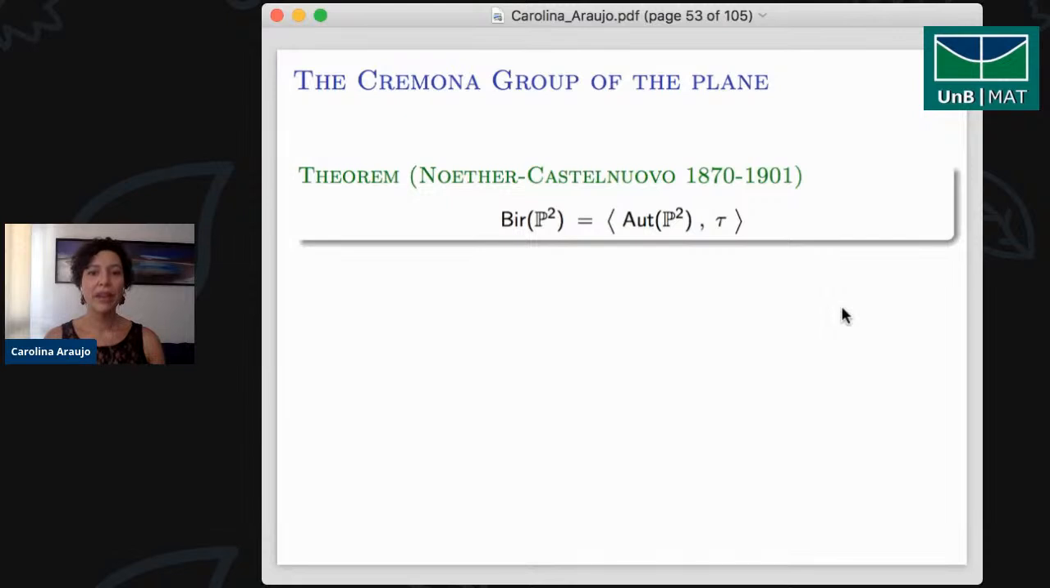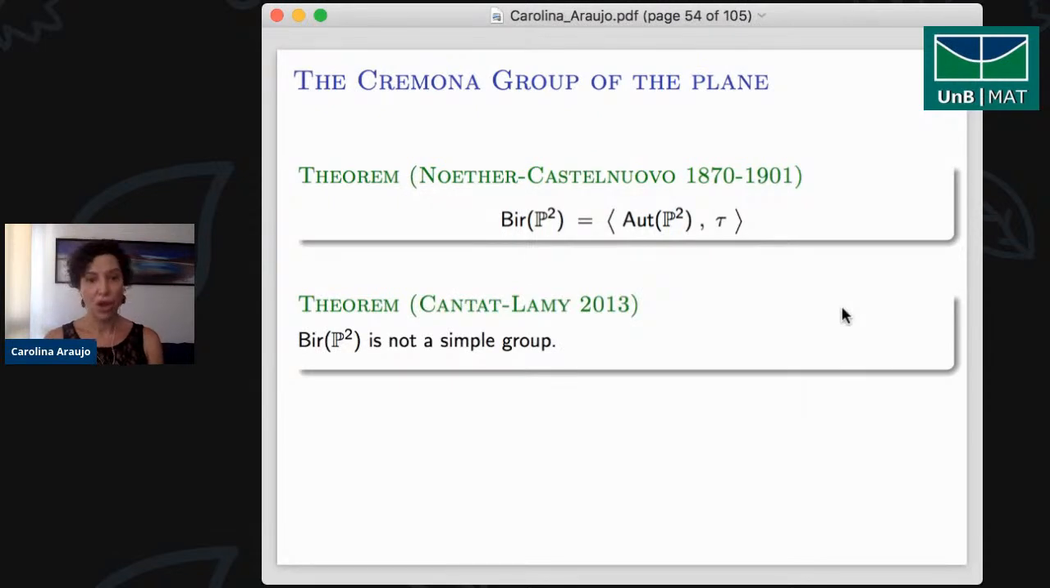So you may think that you know generators, very simple generators. You understand the automorphism group very well, and then you have this one involution that is very simple to describe, and you may think that you can say anything you want about this group, and this is far away from being true. So, for instance, I just want in the next results to illustrate that some fundamental questions about this group have only been answered very recently.